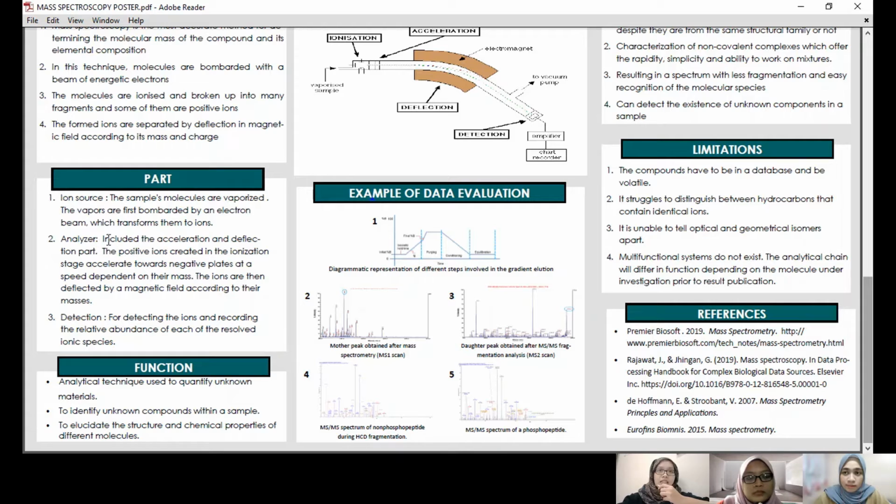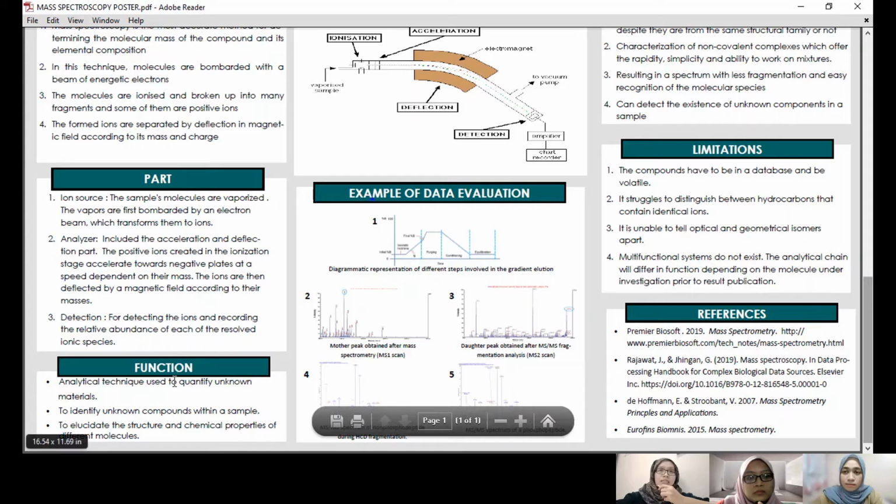The second one is the analyzer part, which includes the acceleration and the deflection. The positive ions created in the ionization stage accelerate towards the negative plates at a speed that depends on their mass. The ions are then deflected by a magnetic field according to their mass. The final one is the detection system. It is used to detect the ions and record the relative abundance of each of the resolved ionic species.